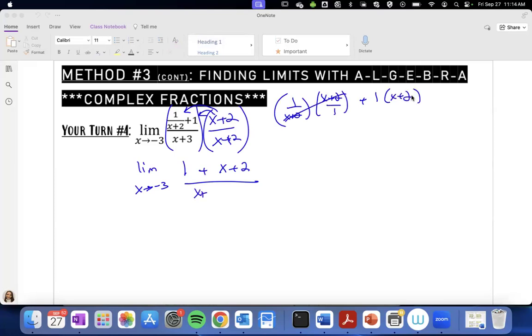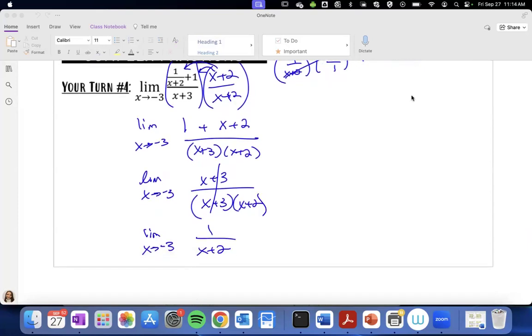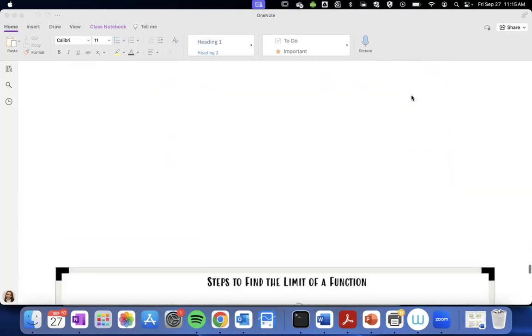Your denominator. Limit as x approaches -3 of x plus 3, and the x plus 3s will cancel, which is what we want. Evaluate the limit. 1 over -3 plus 2 is -1. Good? Okay, let's recap what we've done here.